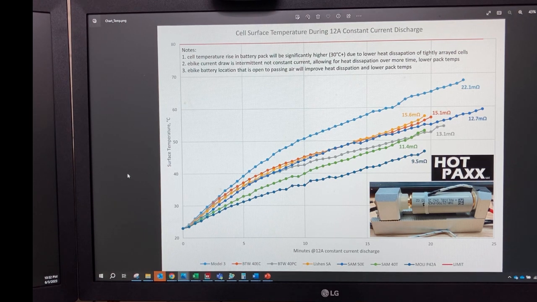So that's really the gist of it. So for me, looking at these, I would take out this cell here because it's going to overheat the pack. And then out of these cells, I would pick the one that's most cost effective for the application.